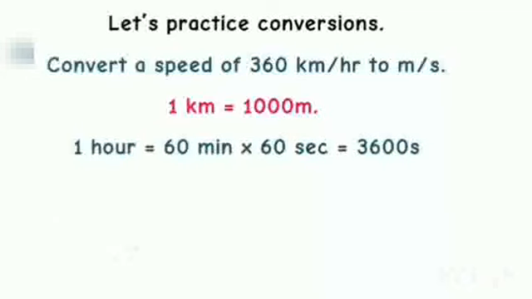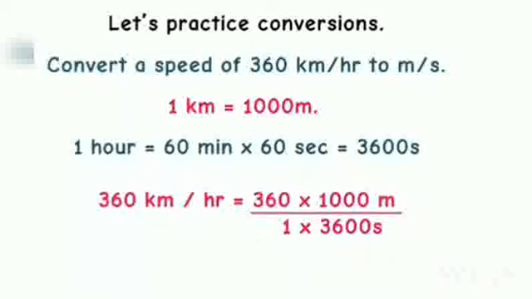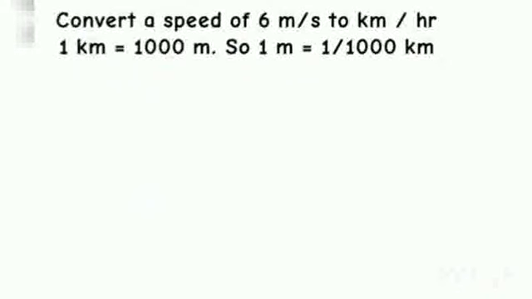Let us practice some more questions on conversions. Convert a speed of 360 kilometer per hour to meter per second. We know 1 kilometer is 1000 meter and 1 hour is equal to 60 minutes into 60 second, means 3600 seconds. So 360 kilometer per hour is equal to 360 into 1000 meter upon 1 into 3600 second. Why have we taken 1? Because it is per hour, 1 hour. So the answer is 100 meter per second.